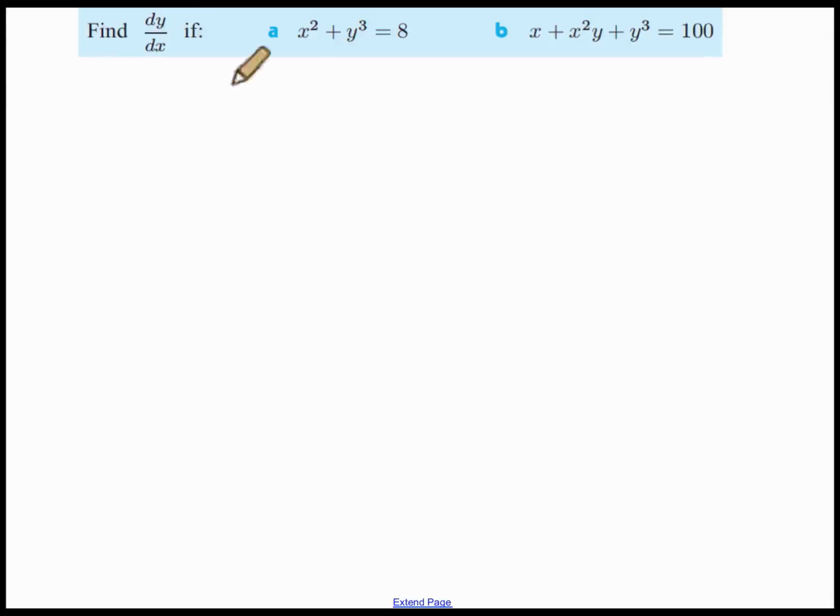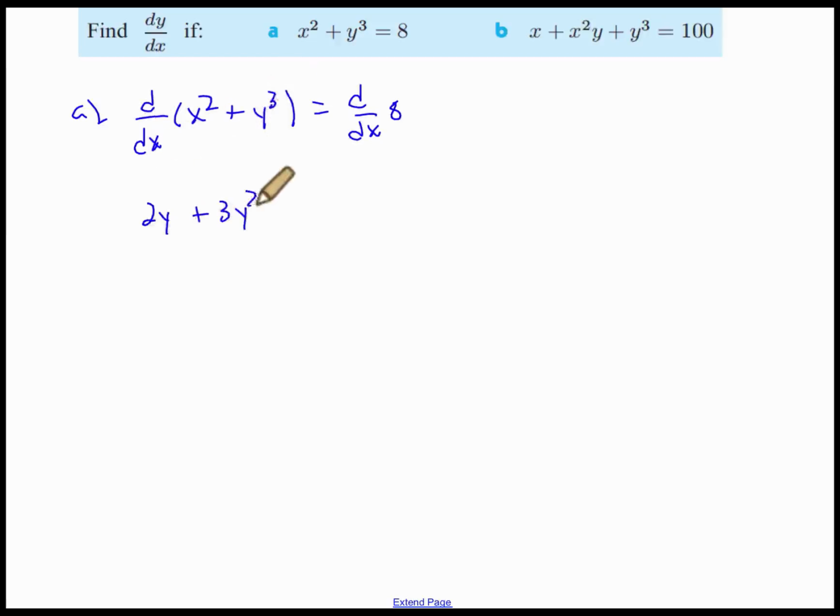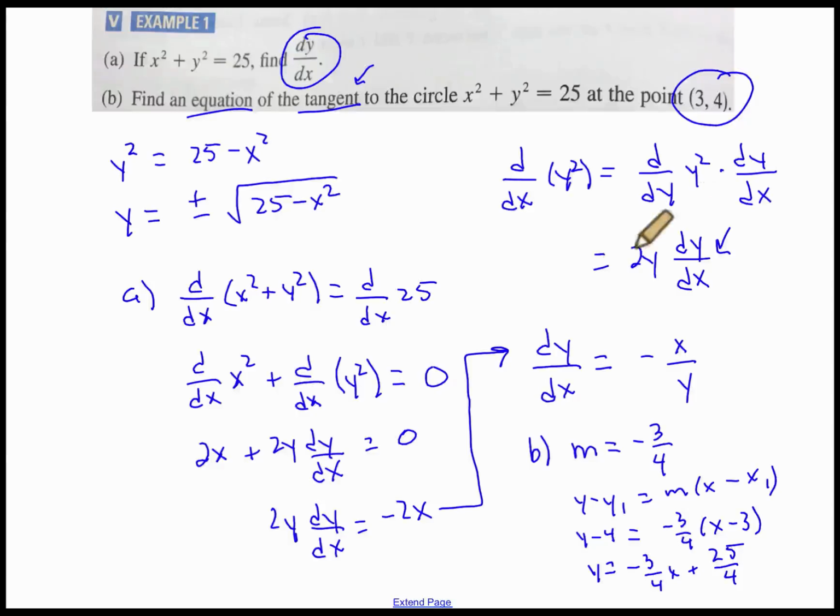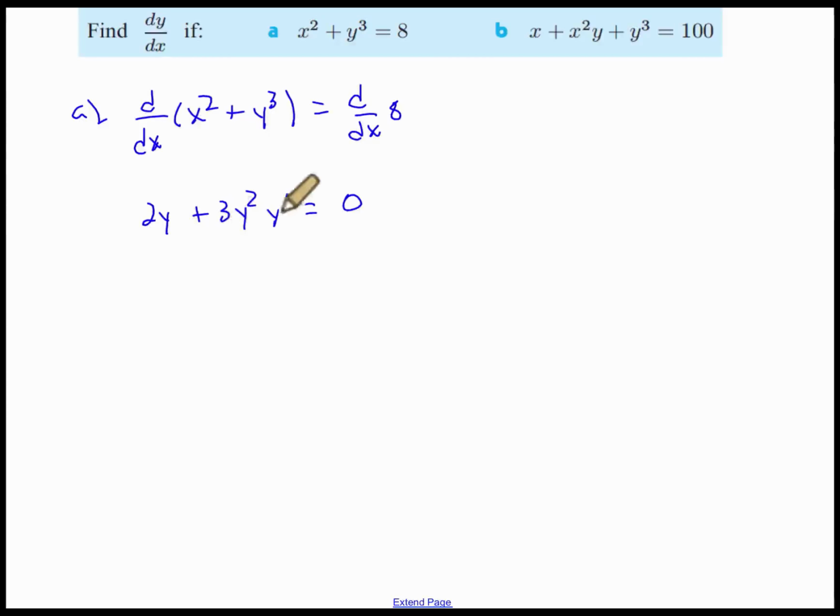So without even writing it, if I take the derivative of both sides of this equation, I'll go ahead and write it out this first time: d dx of x squared plus y cubed equals d dx of 8. Well, this is going to be 2x, and d dx of y cubed is going to be 3y squared dy dx, but let's just write that as y prime, which is equal to 0. Let me just go back here and show you that's the same as 2y dy dx. I had y squared, the derivative with respect to y of y squared is 2y times dy dx. Well, we can just write that as y prime.